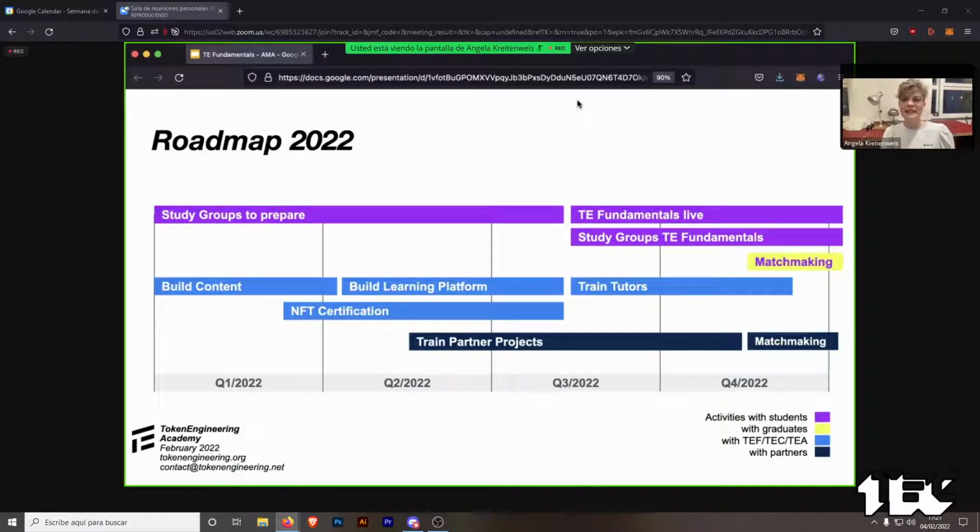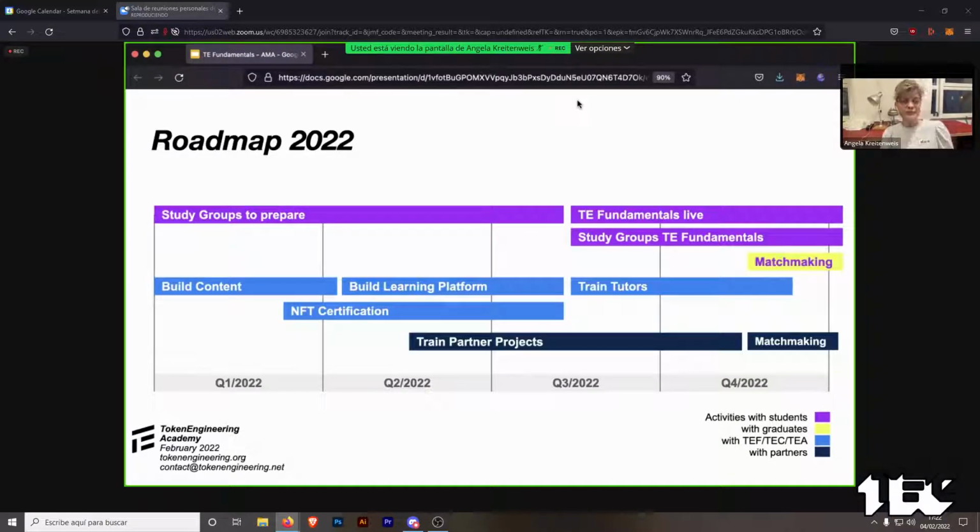And then TE Fundamentals Live. You can take the online course. We'll have complementary study groups on TE Fundamentals where we go step by step through the online course in parallel, in online sessions, but live. So like this session, we come together and learn together. And then the yellow piece, matchmaking, is when we expect the first graduates and start the matchmaking program.